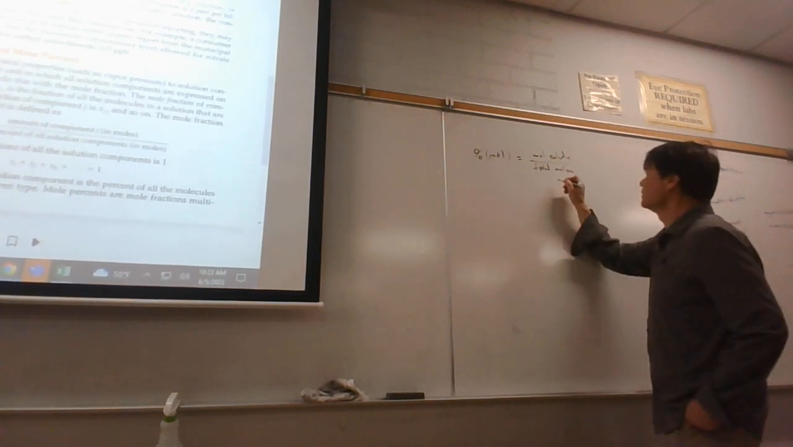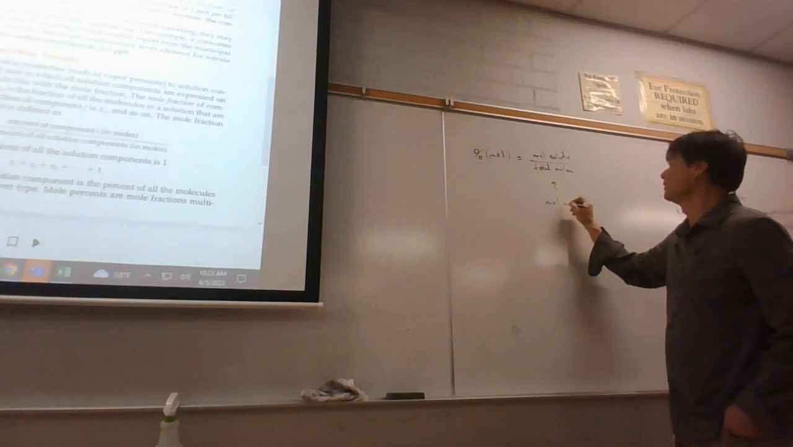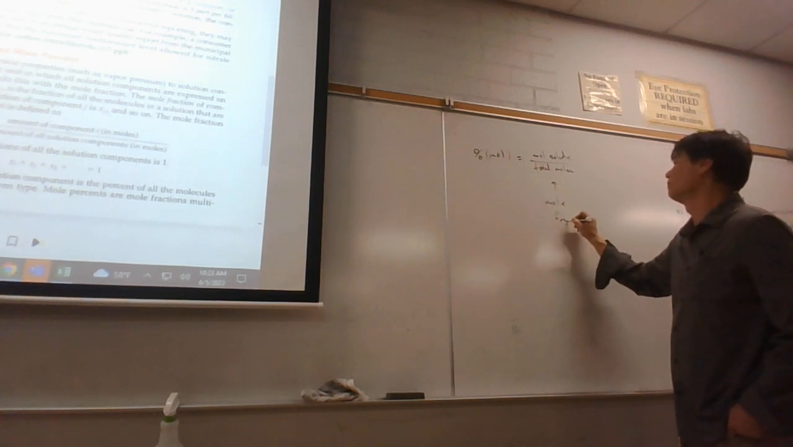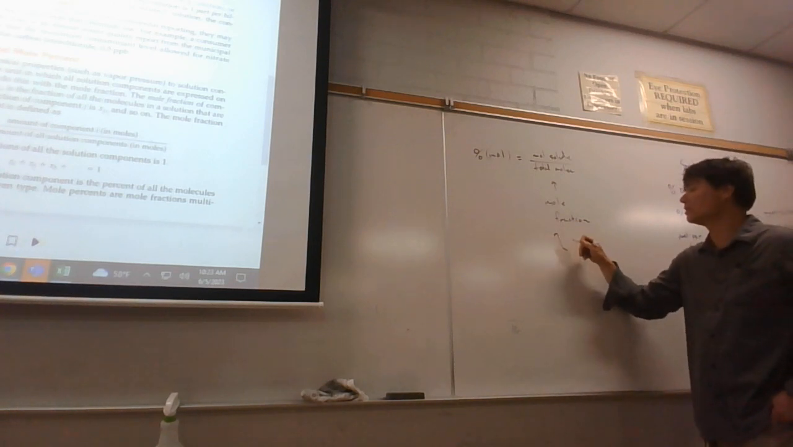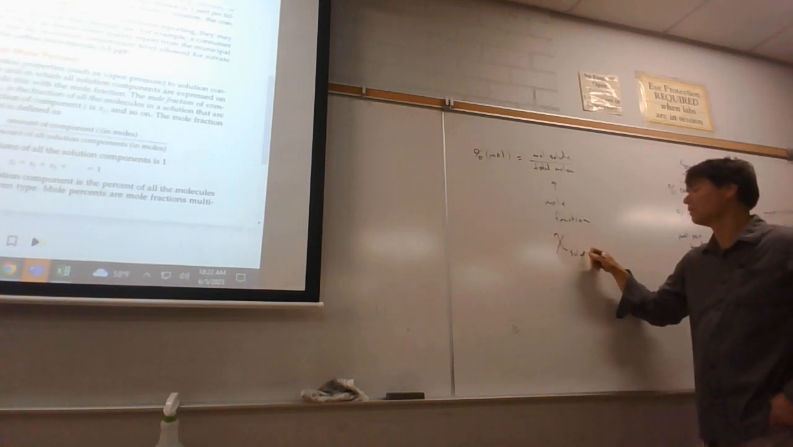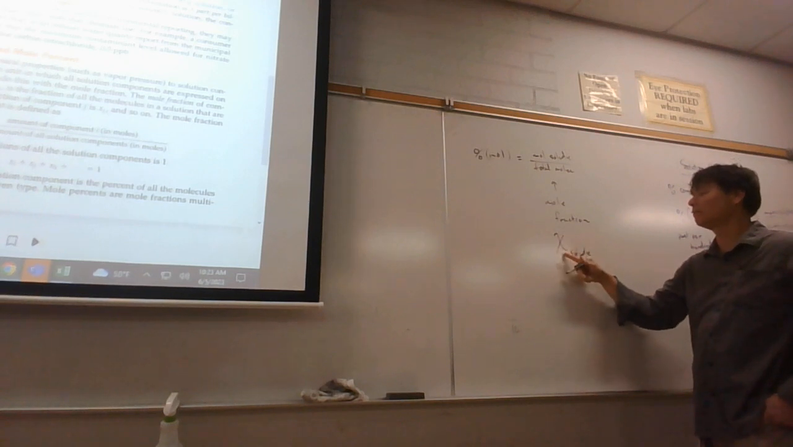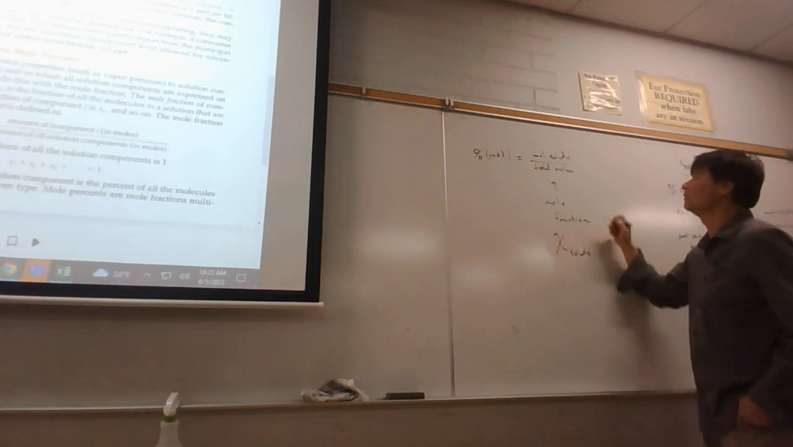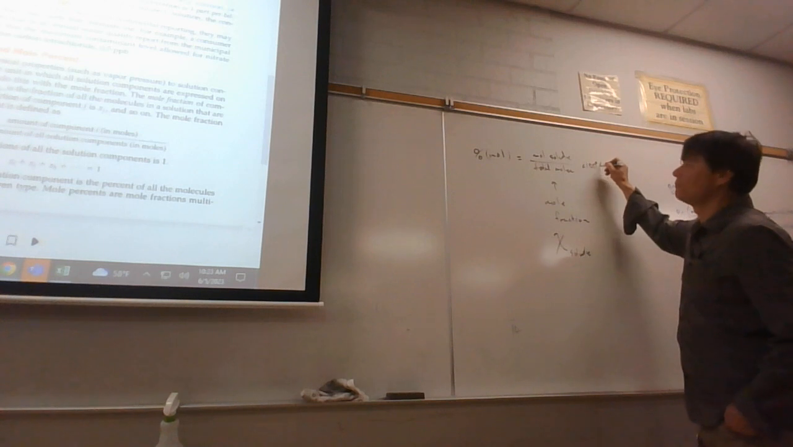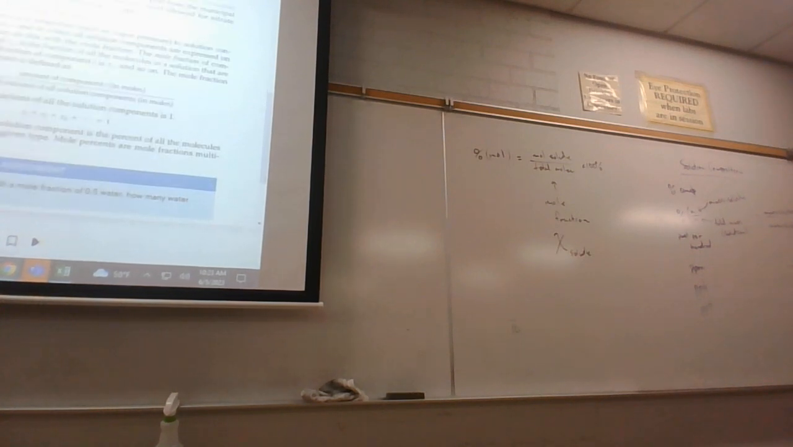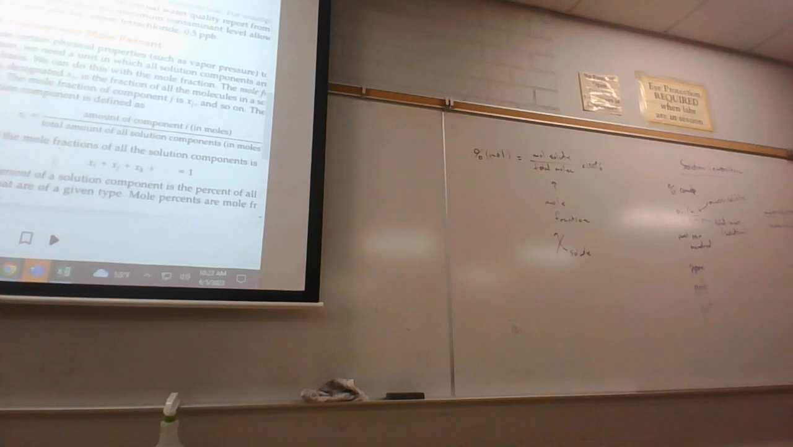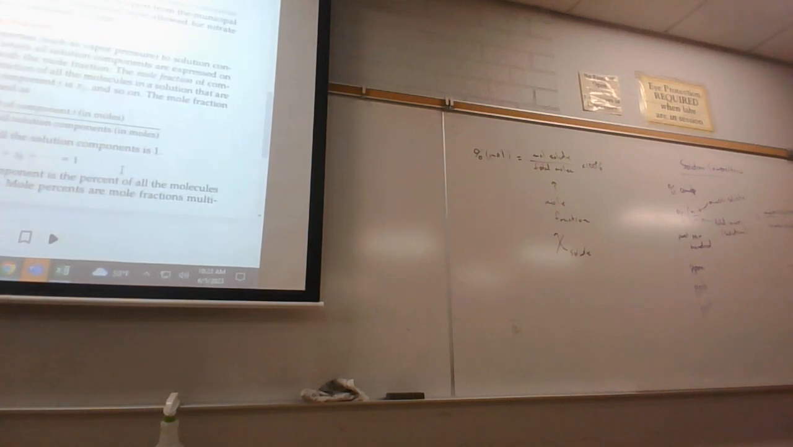This first part is called the mole fraction. And it's actually given a symbol. The mole fraction is chi, the Greek letter chi. And this is going to be chi of the solute. And then we times it by 100%. And so we'll take a look at the mole fraction and the mole percent here.